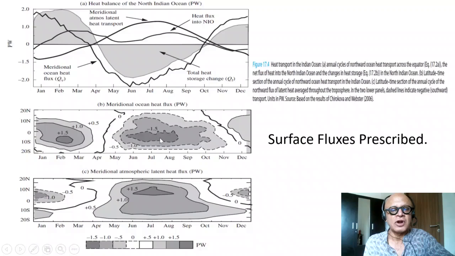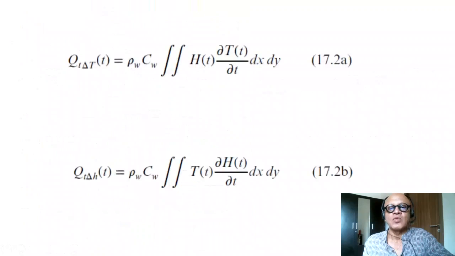This will be used to argue the quasi-biennial time scale. Meridional atmospheric latent heat flux, again showing the flux into the northern hemisphere from the southern hemisphere, because you are evaporating and bringing all that moisture into the monsoon domain. During the winter monsoons, you obviously have southward transport of evaporated water vapor.